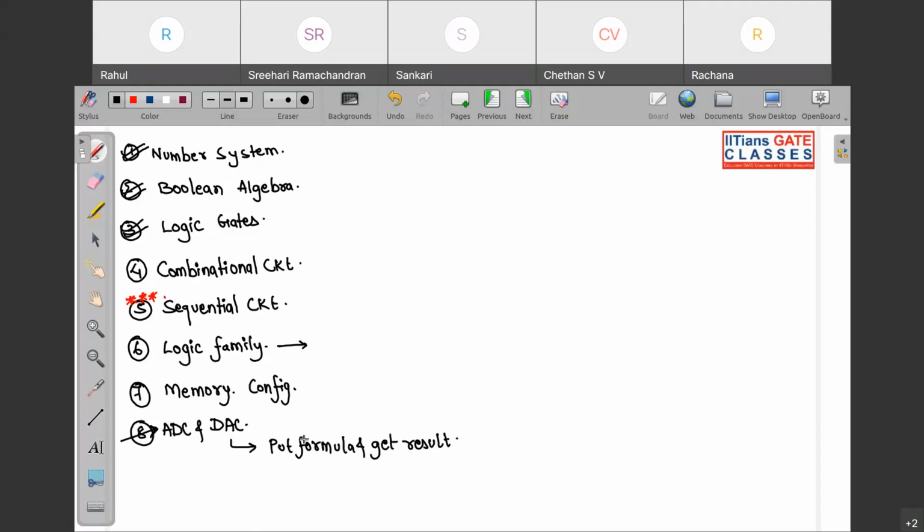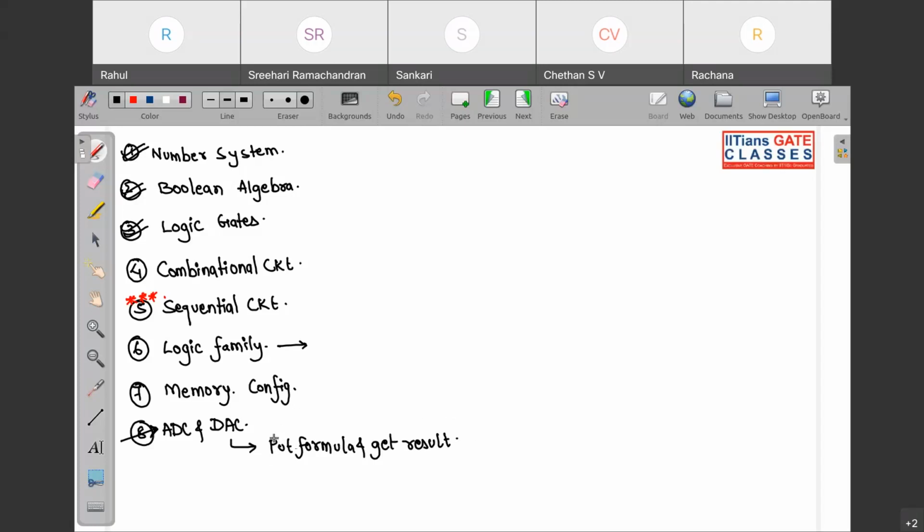Like resolution: they will give you some voltage and ask what is the binary equivalent of that voltage, when the resolution is given. All those kinds of questions will be asked.